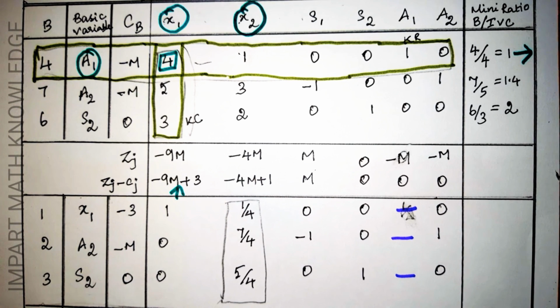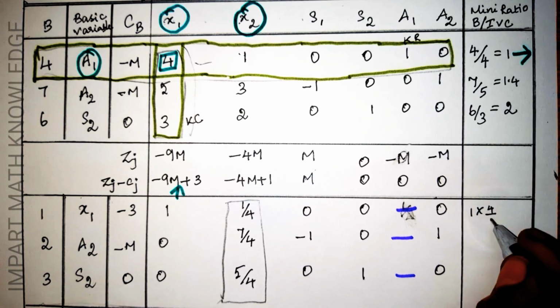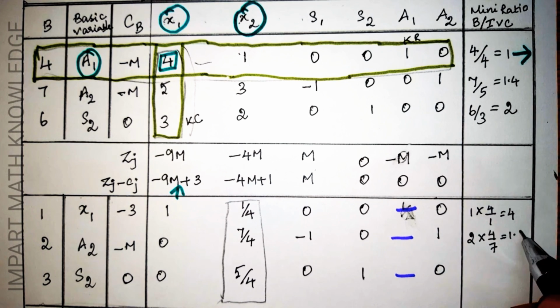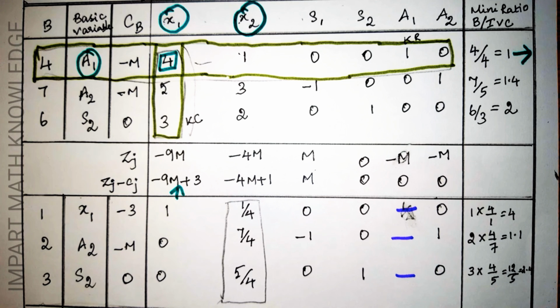For finding the leaving variable, we have to find the minimum ratio, that is 1 divided by 1 by 4. This can be written as 1 into 4 by 1, that is 4. The next one, 2 divided by 7 by 4, that is 2 into 4 by 7, that is 8 by 7, 1.1. The next one is 3 divided by 5 by 4, that is 3 into 4 by 5, that is 12 by 5, that is 2.4. So the minimum value is 1.1.